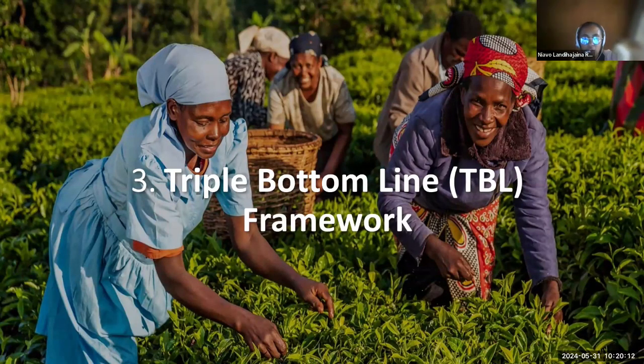So let us now see the triple bottom line framework of the environment, social and sustainable economic. These are the main three bottom lines.